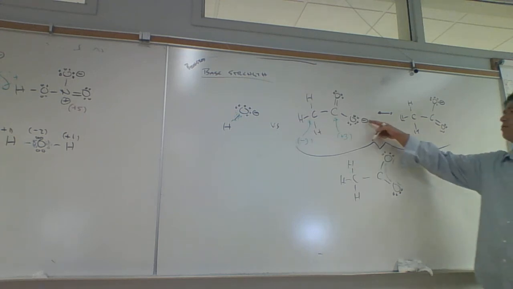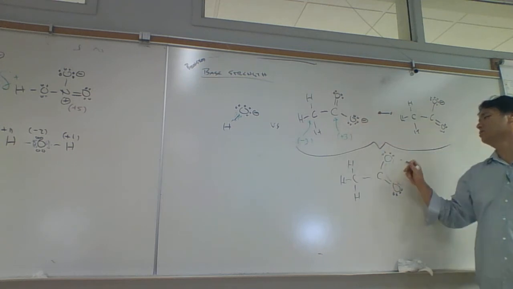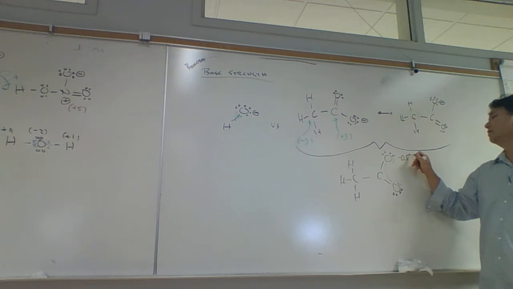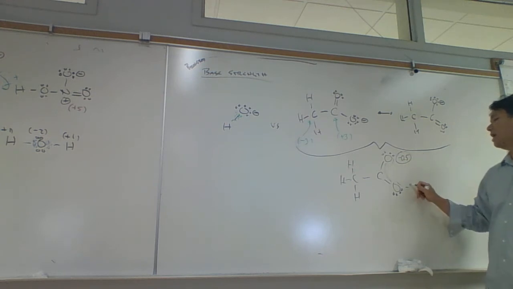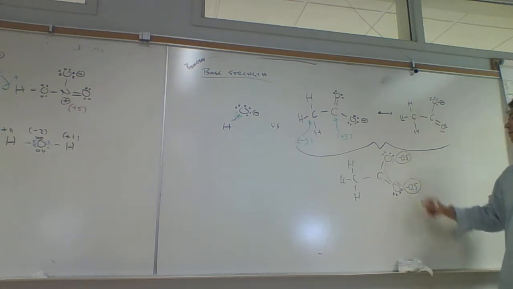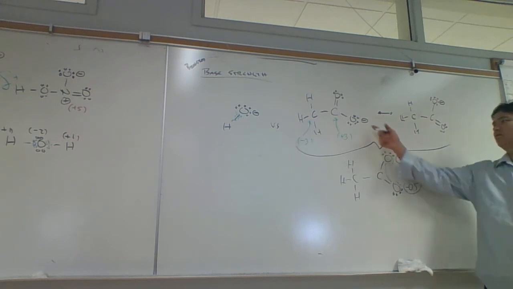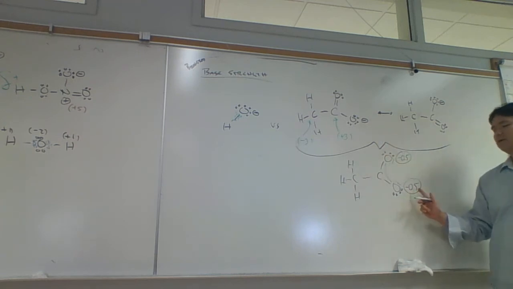Rather than the -1 spread out over two, each one's going to be negative -0.5. Good. So the formal charge is -0.5, -0.5. And so the impact of resonance delocalization is huge. We drop the charge on the oxygen from -1 to -0.5, which makes it a lot less reactive.